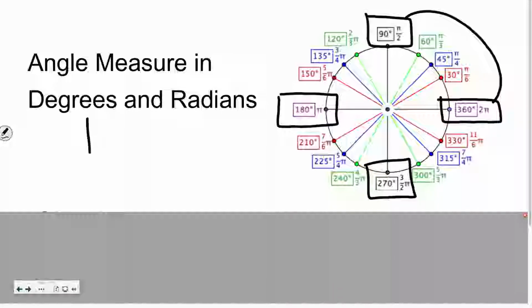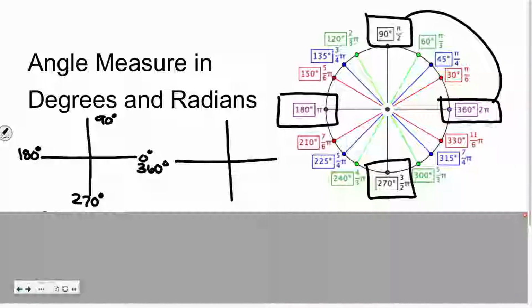So if I'm sketching something in degrees, I might be looking at these values, like 120 is going to be between 90 and 180. Okay? If I'm sketching something in radians, then I'll be looking at 0, pi halves, pi, 3 pi halves, and 2 pi.